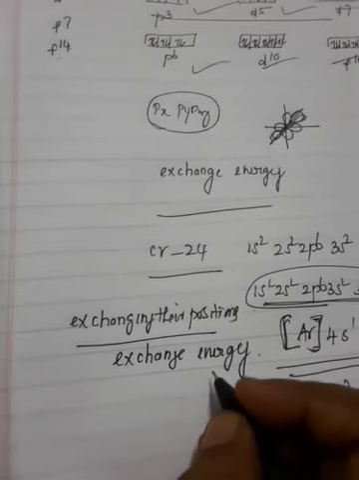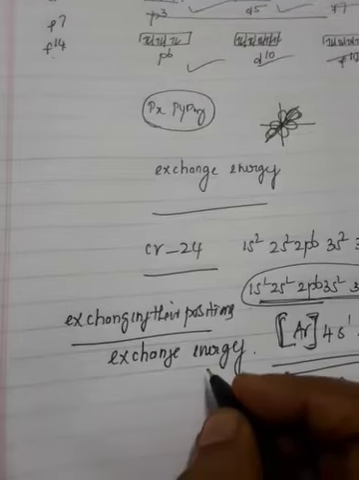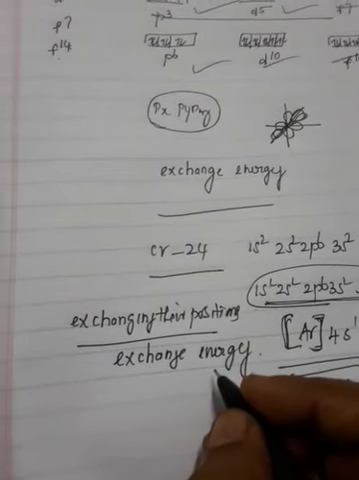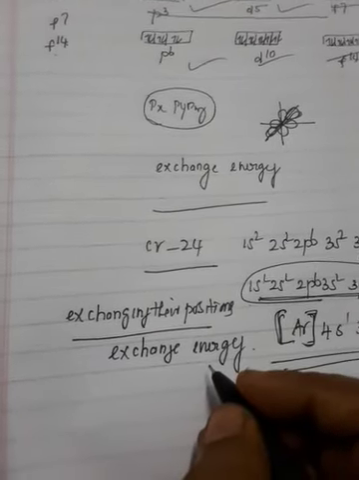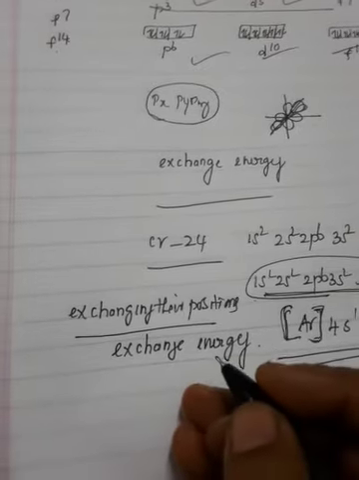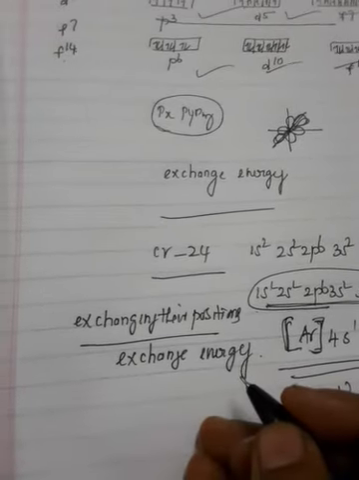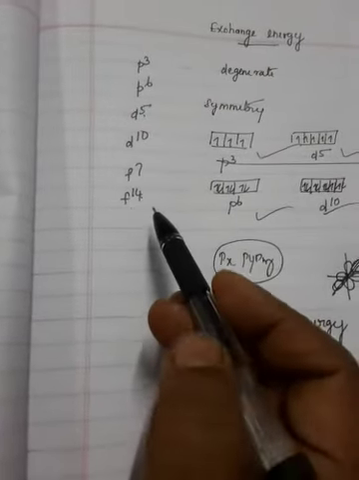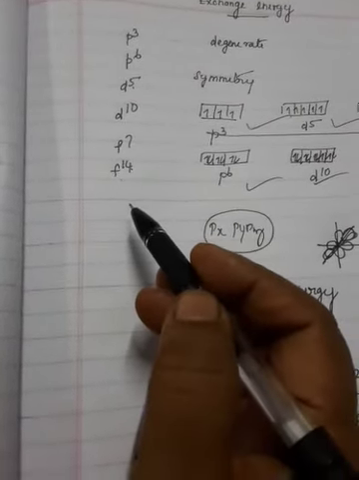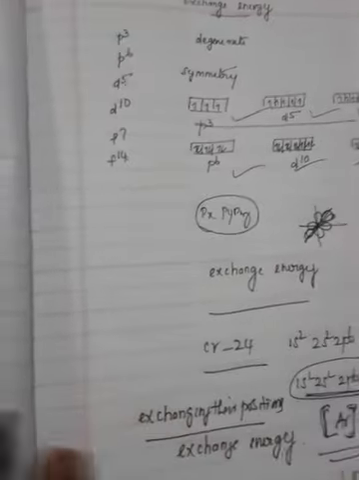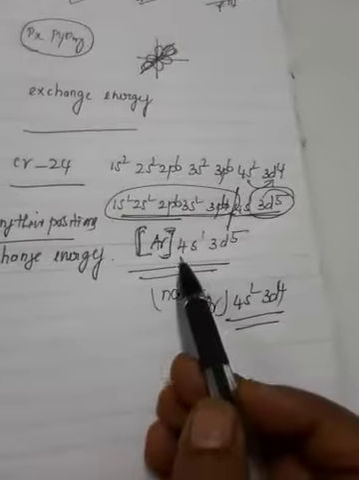If more number of exchanges are possible, more exchange energy is released. More number of exchanges, so more energy is released, which means more stable. So more number of exchanges are possible only for half filled and fully filled orbitals. For example, we can take the chromium configuration.